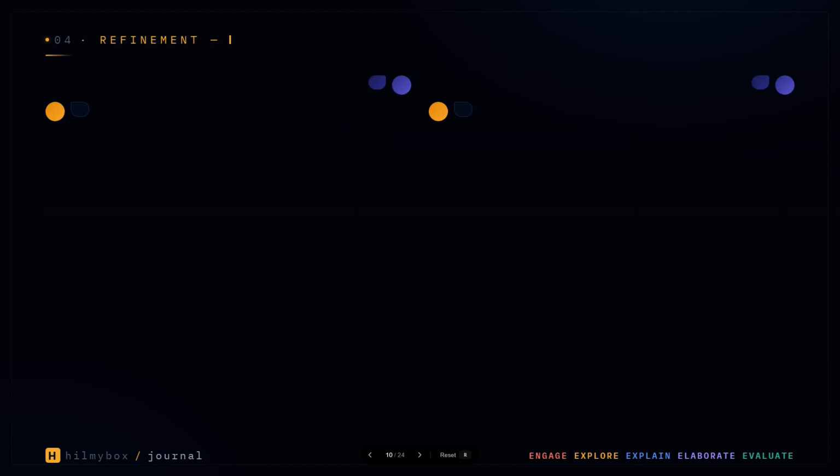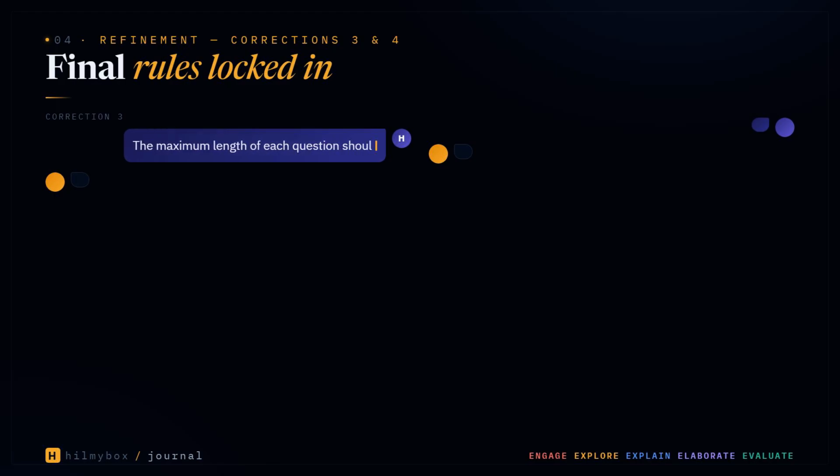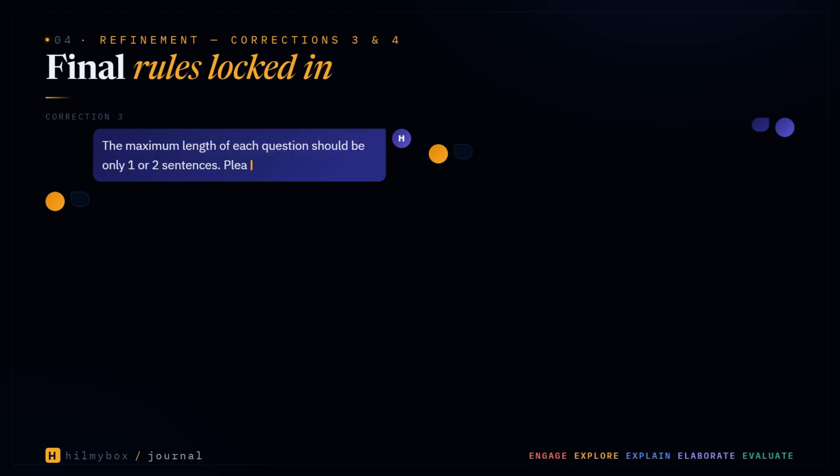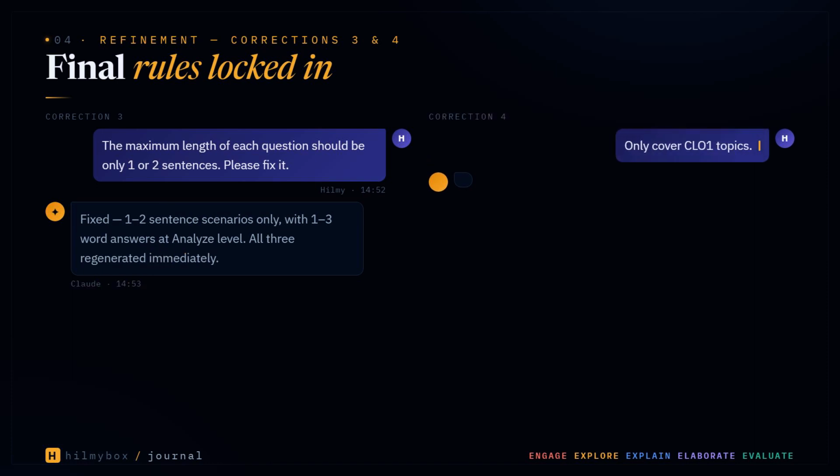Part 4, Corrections 3 and 4, the final rules locked in. Correction 3 at 14:52. The maximum length of each question should be only 1 or 2 sentences. Please fix it. Claude: Fixed. 1 to 2 sentence scenarios only, with 1 to 3 word answers at analyze level. All 3 regenerated immediately.